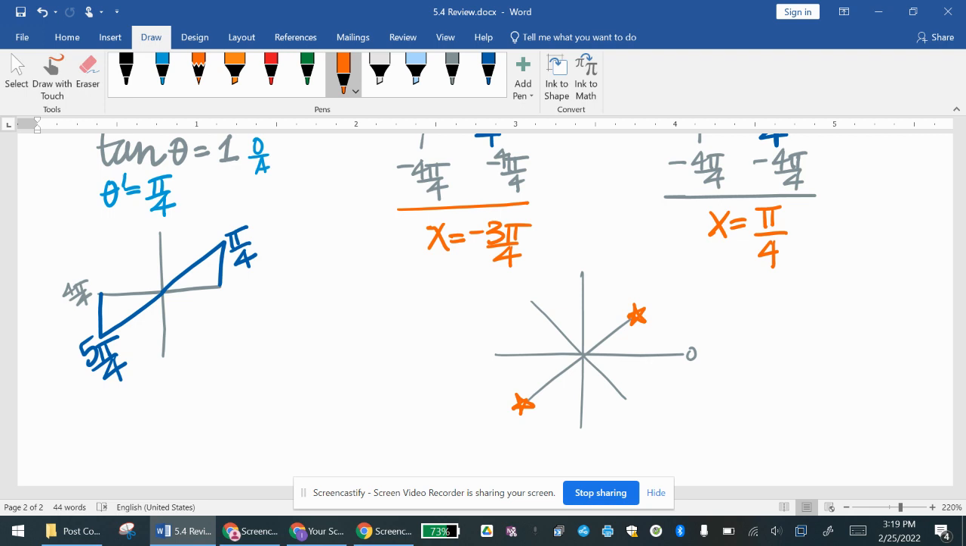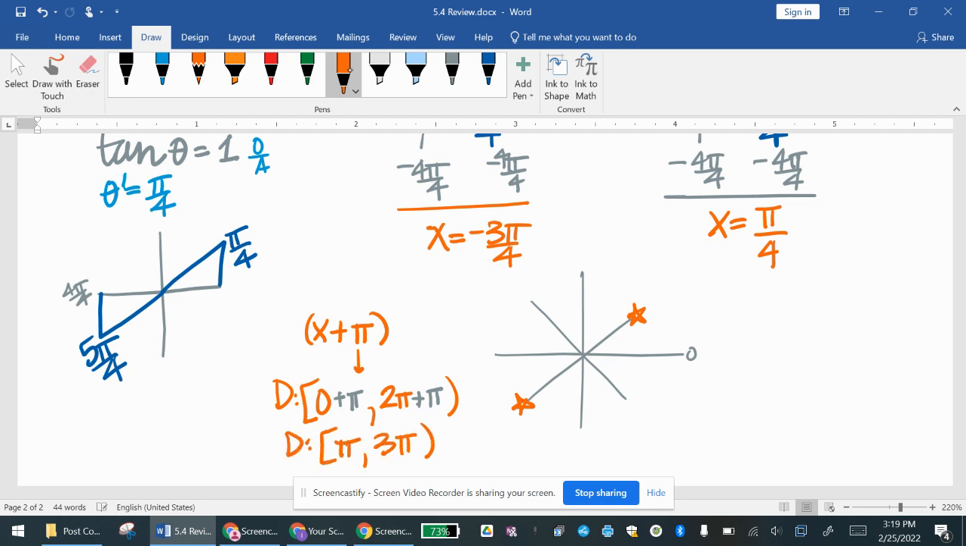But notice that the domain is going to be affected by whatever was happening to the angle. So since the angle was added with pi in the original problem, whatever was happening to the angle is what's going to happen to the domain. So the domain of 0 to 2 pi is going to have to change by being added with pi. Okay, so 0 plus pi is pi, and 2 pi plus pi is 3 pi.